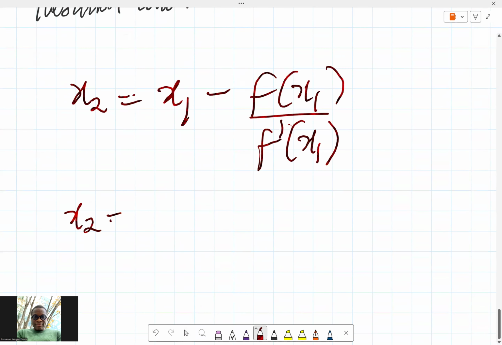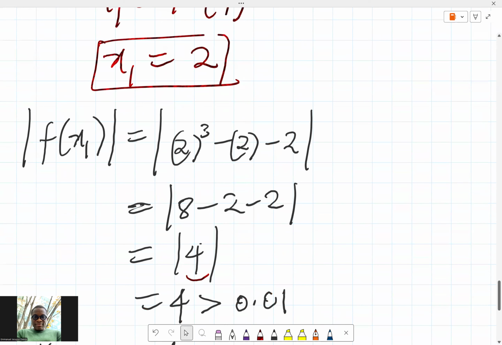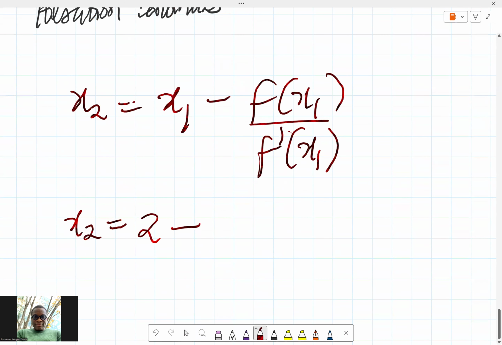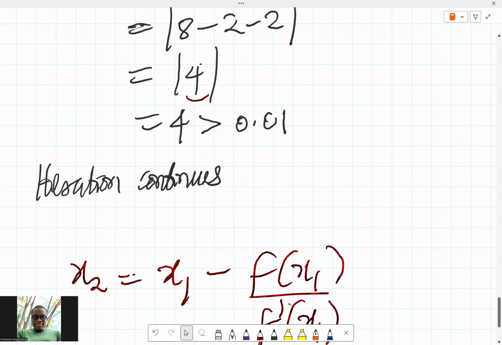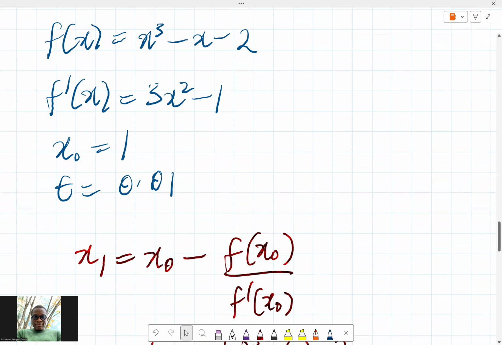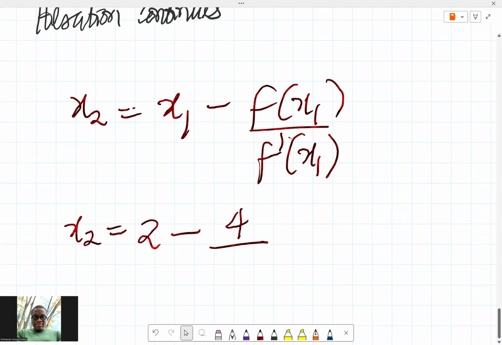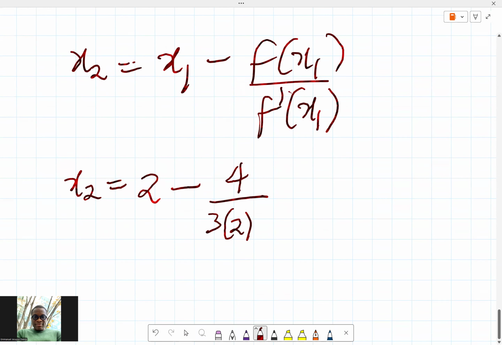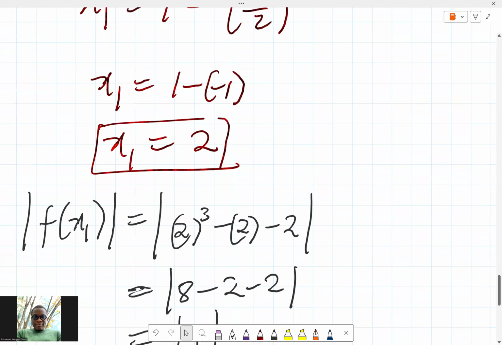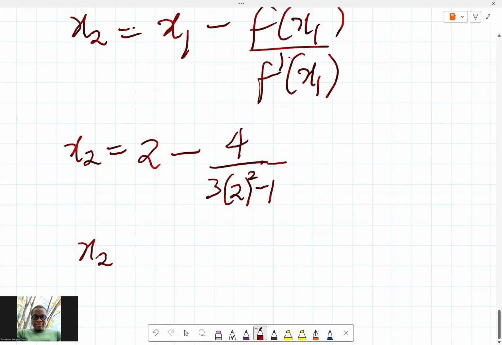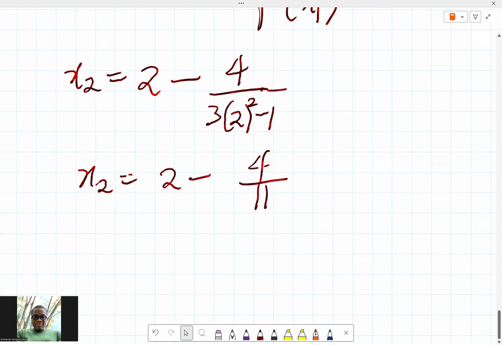So x2 now is equal to x1 that we got, which was 2. So this is 2 minus f of x1, which is 4, divided by f prime of x1 now. So that our x1 is 2. So f prime is 3x squared minus 1. So that is 3 times 2 squared minus 1, because x1 is actually 2. So we do that again. So x2 is equal to 2 minus 4 all over 2 raised to power 2 is 4, times 3 is 12, minus 1, that's 11. 2 minus 4 over 11.